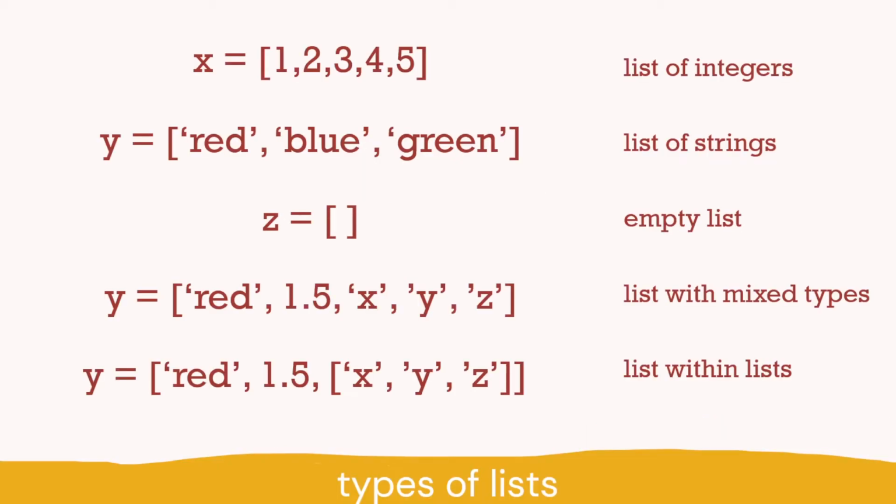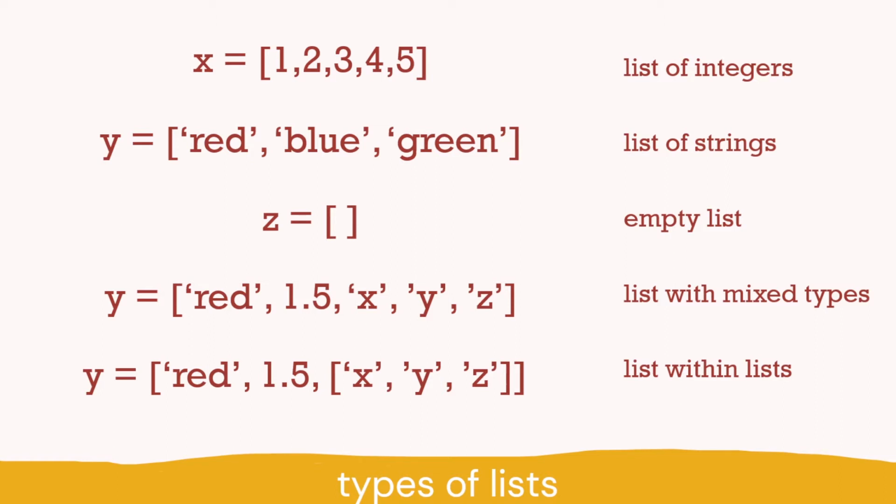So we've got a list of numbers, integers, 1, 2, 3, 4, 5. You can see we use these square brackets, and we can give it a name. In this case, the name is just x. We just use the simple equal sign. So now x is the list of integers 1 to 5. The second example, we've got y. We've got a list of strings, red, blue and green.